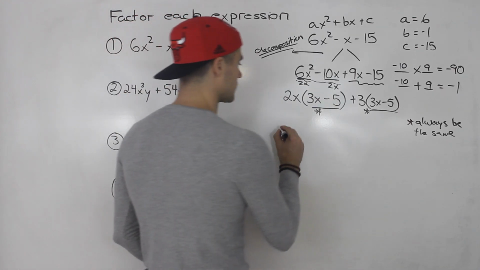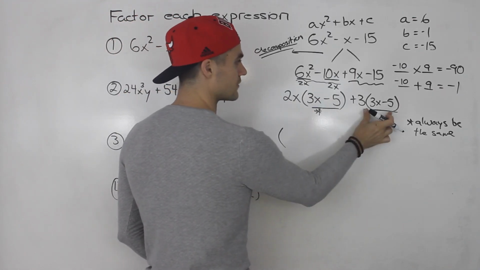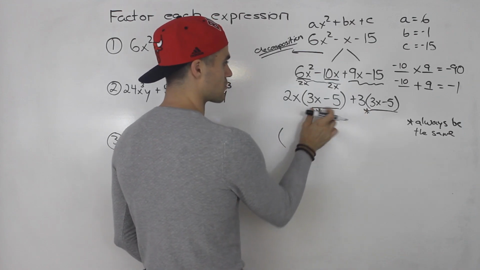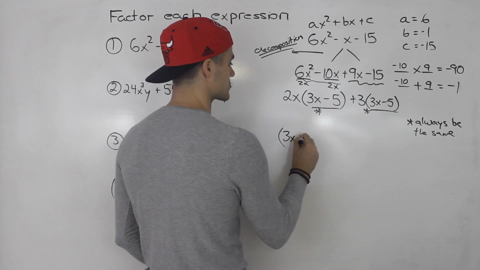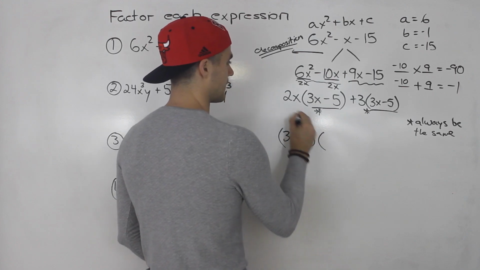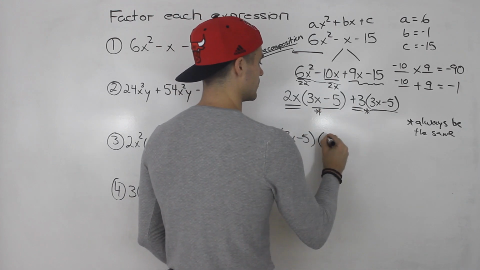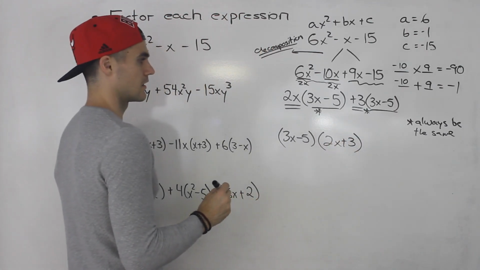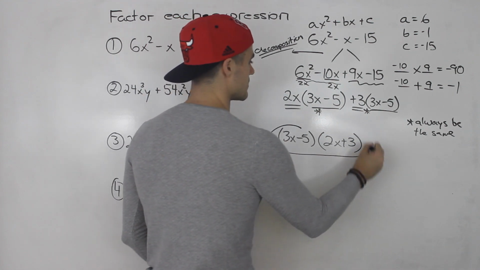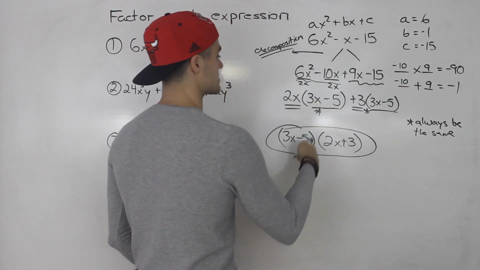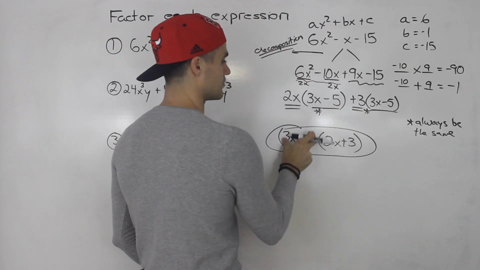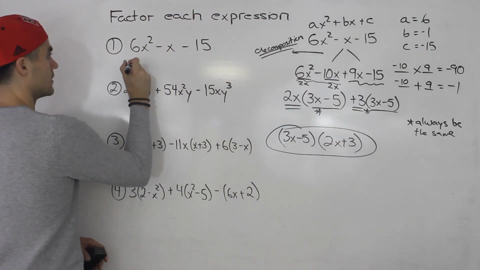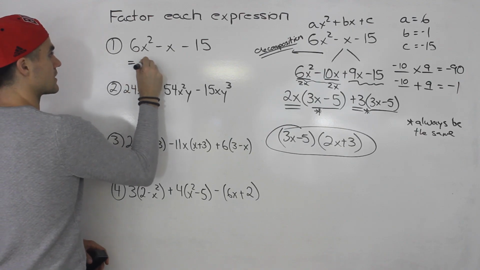At this point, what you can do is take out this bracket from each of these two expressions. So you pretend like this bracket's a number. I take out 3x minus 5, and then I'm left with 2x plus 3. And that there is the answer. That is the factored form. We took this and put it into two expressions multiplied by each other. So that's the answer.